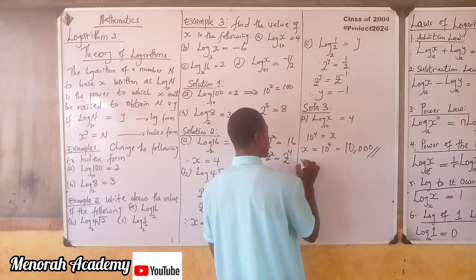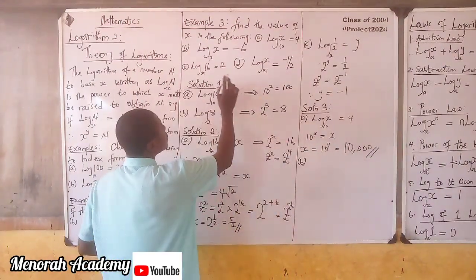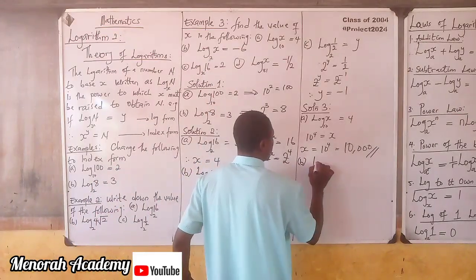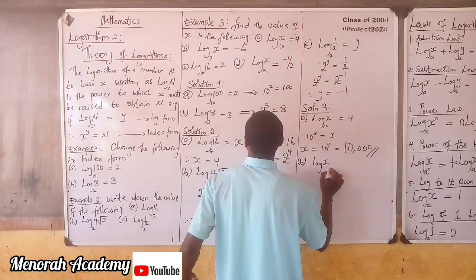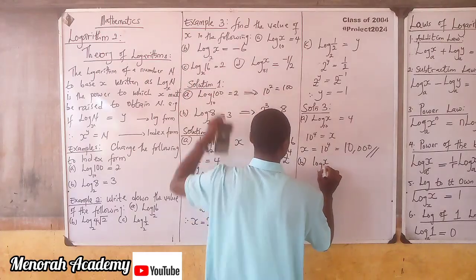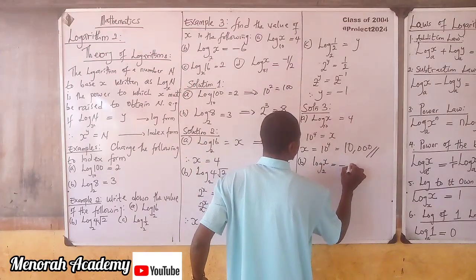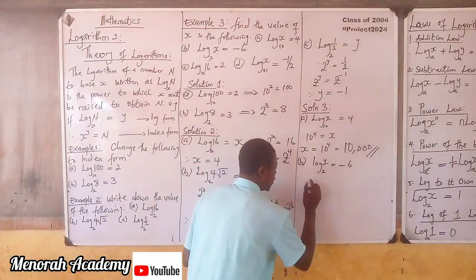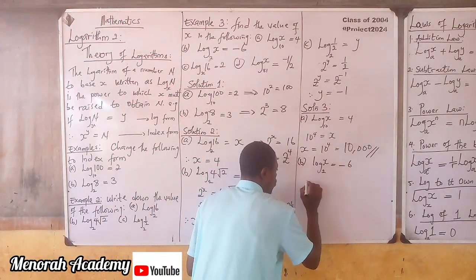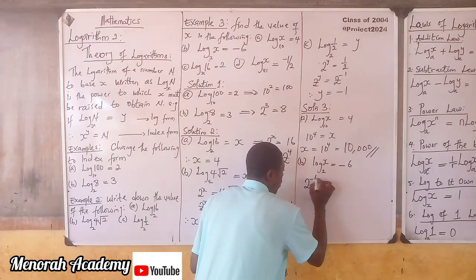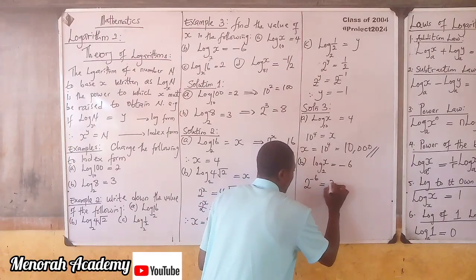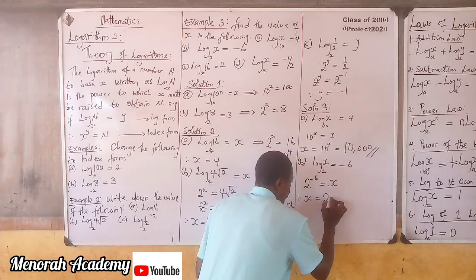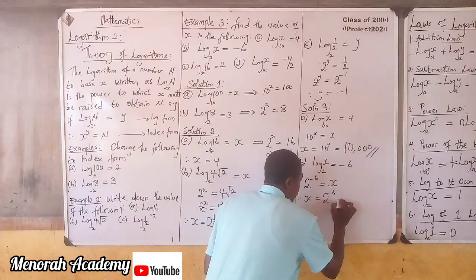So now, the b part. The b part says log of x to base 2 equals minus 6. Log of x to base 2 is equal to minus 6. Now, if log of x to base 2 is equal to minus 6, from the previous knowledge again, the base 2 carries this minus 6 as its own power. 2 raised to the power minus 6 will now give us x, which means our x will be equal to 2 raised to the power minus 6.